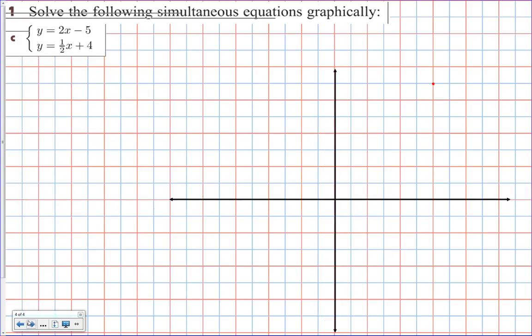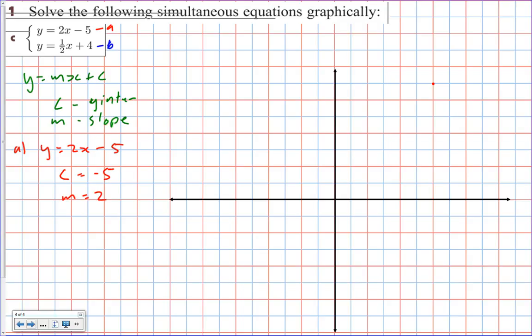So part C, solve for the following simultaneous equations. Again, they are in the form y equals mx plus c, where c is y-intercept, m is slope. So again, I'm going to call that B, call that A. So let's start with A. Y equals 2x take 5, so my slope. Let's do y-intercept, I've been doing that first each time. So my y-intercept equals -5, my slope equals 2.